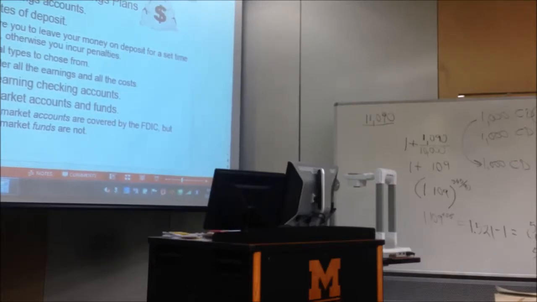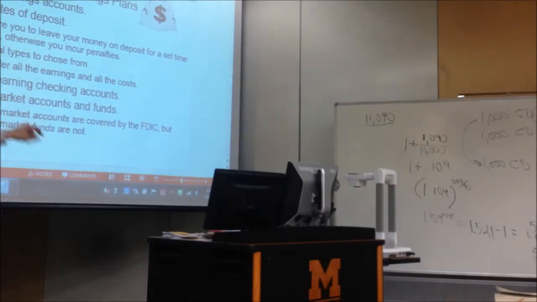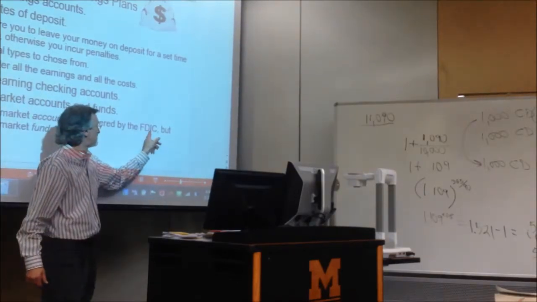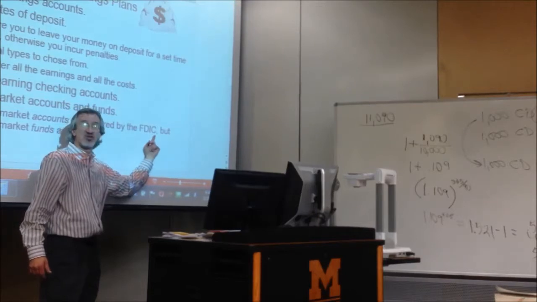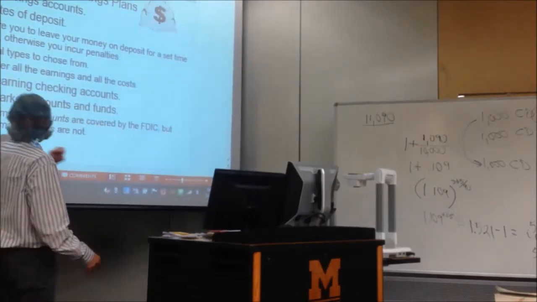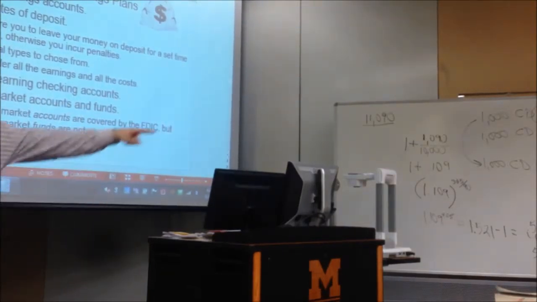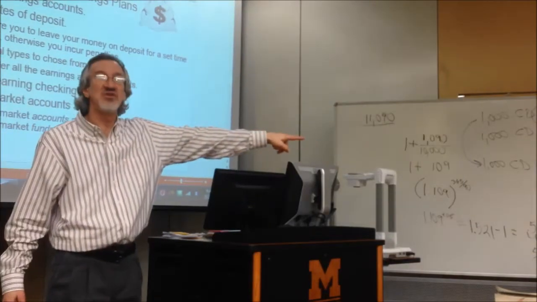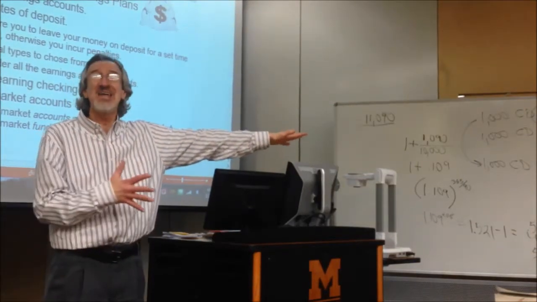Because one is through a bank or a credit union, a financial institution that has insurance through the federal government. Either it's called the FDIC, Federal Deposit Insurance Corporation, which is the federal government insurance, or it's called the NCUA, the National Credit Union Administration insurance, which is the same exact insurance.